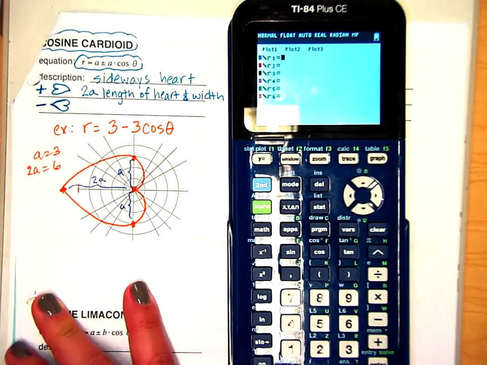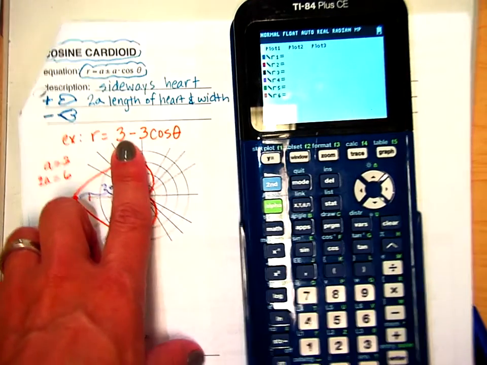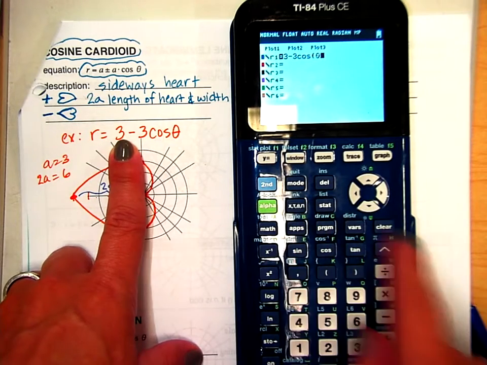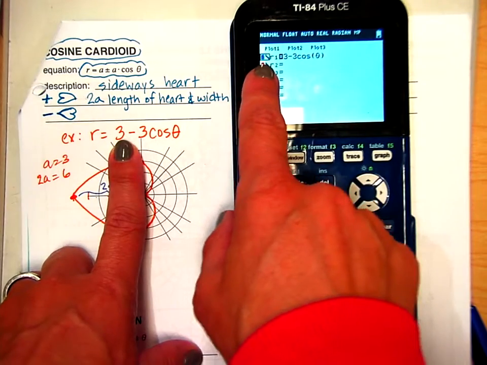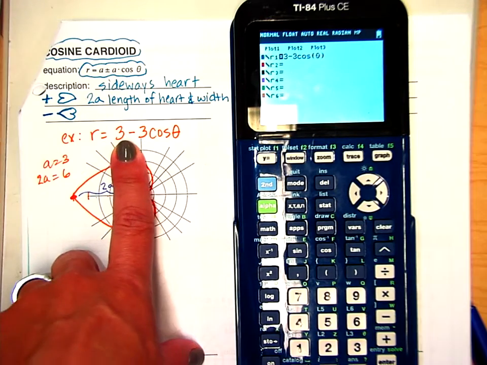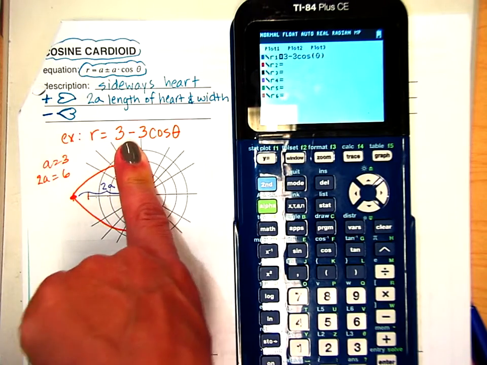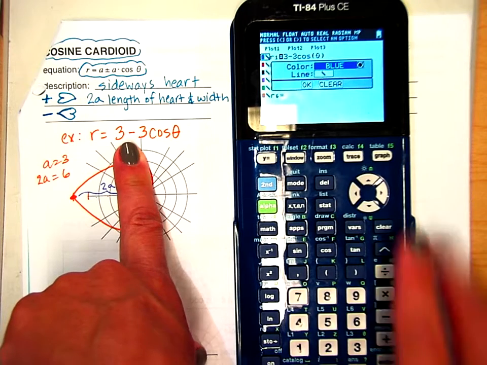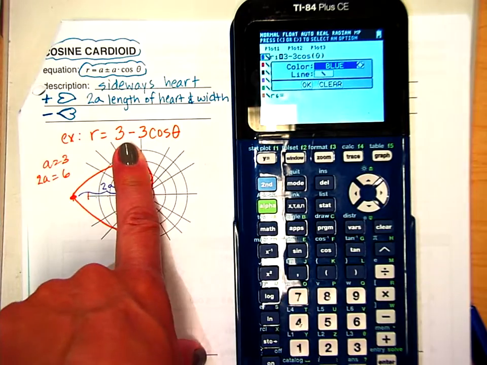So all these are r equals. The one I want is 3 minus 3 cosine theta. Now there's one other thing I want to fix. If I arrow to the left, see how it has that slash line? I want to change that because in polar mode I want to see it being traced out. So I hit enter to toggle through my different options. It depends on your calculator. If you just hit enter, enter, enter, it should toggle through. I don't want that line.